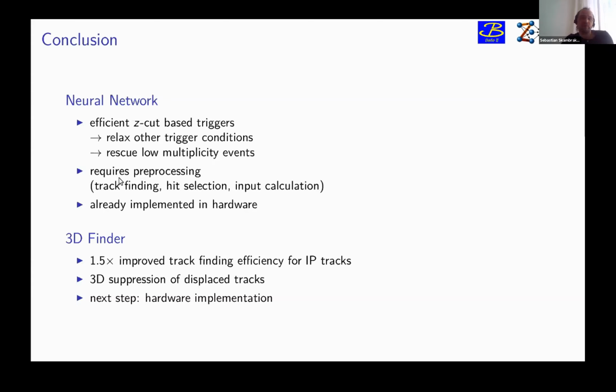But the neural network is working, but it requires pre-processing, hit selection, track finding, and the calculation of the inputs. And for this improved pre-processing, we are developing this 3D finder. The neural network is already running in hardware. And in a debugging stage, the 3D finder still has to be developed in hardware. But with the 3D finder method, in principle, we see this 1.5 times improved track finding efficiency for tracks from the IP and the background suppression of the displaced tracks.